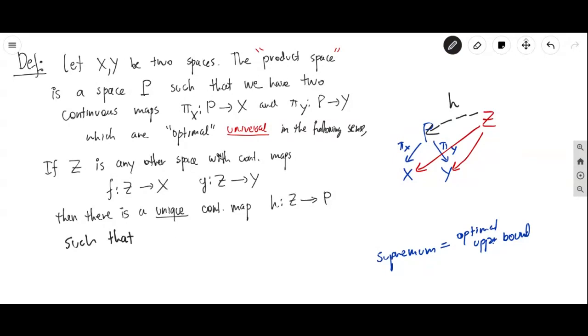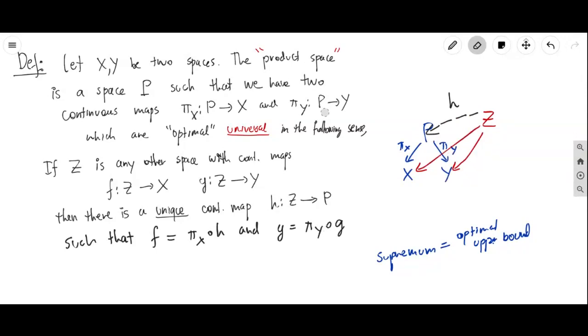And it makes the diagram commute, so when you do the compositions, you get this. This one, which is what we're calling F, the red one, is this composition. It's pi X composed with H, and G is pi Y composed with H. So if you go H first and then you go pi X, you get this red arrow. And if you go H first and you go pi Y, then you're supposed to get that one.